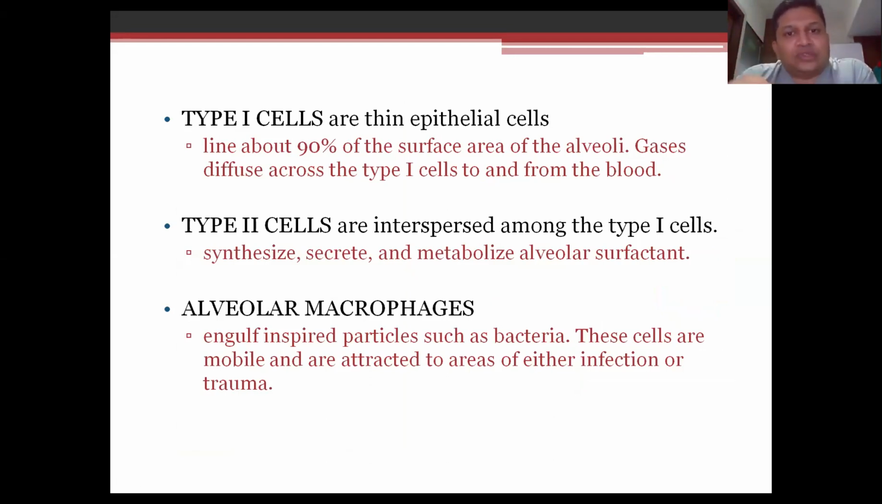The type 2 cells are interspersed in between the type 1, and what is the main function of this? They will generate the surfactant. They will synthesize, secrete, and metabolize the surfactant. And alveolar macrophages, they are moving cells. They engulf inspired particles such as bacteria and viruses. These cells are mobile and they are attracted to the areas of either infection or trauma. So they are movable, they go there.